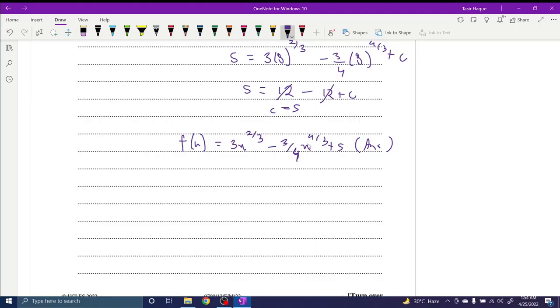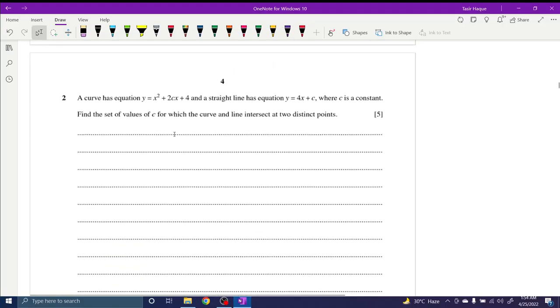Let's move on to the next one. A curve has equation this, and a straight line has this equation. Find the set of values for which they intersect at two distinct points. So I'll teach you three things. Imaginary points, right? That means b squared minus 4ac, the discriminant, is less than 0. If they say two distinct points, it means that b squared minus 4ac is greater than 0. Okay, this is imaginary, distinct.